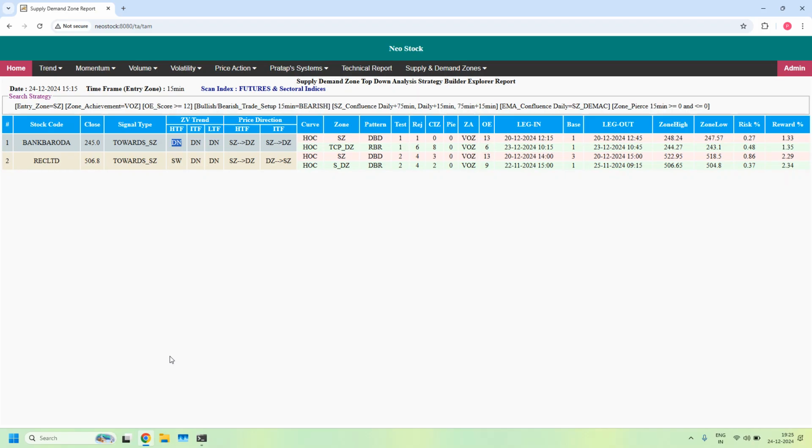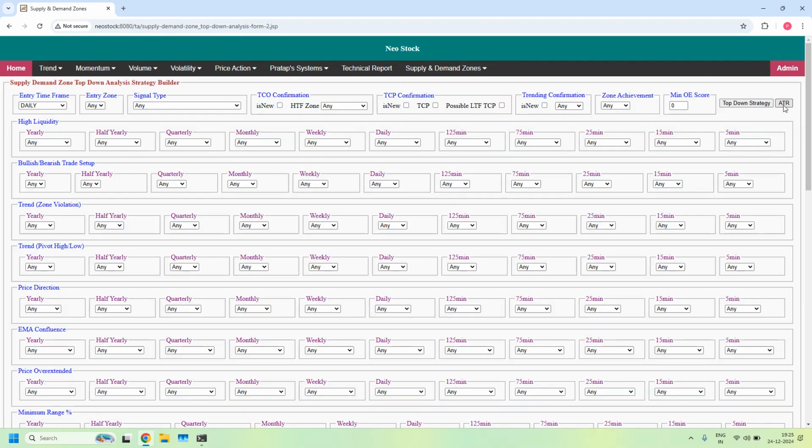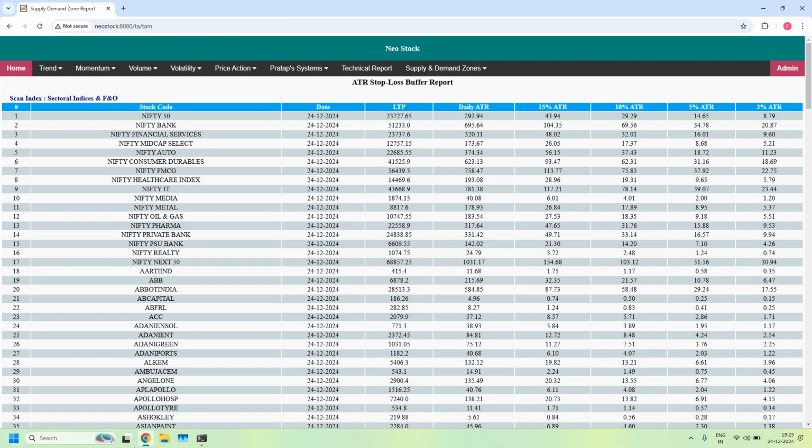So this is about the bearish trade setup for daily income trade. And in the final report, let us generate stop buffers based on daily ATR. The first 17 in the list are indices, the remaining are all equity stocks. So what I do, I scroll the list down, whichever stock you want to refer to, there you pause the video and then you can proceed further. Okay, I am scrolling the list down.